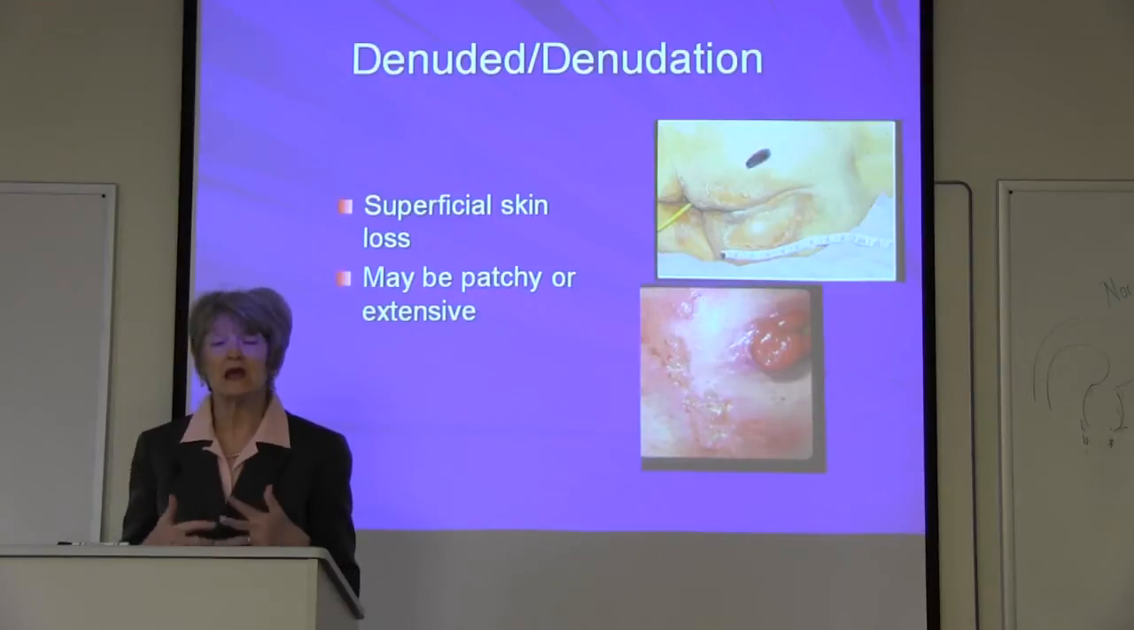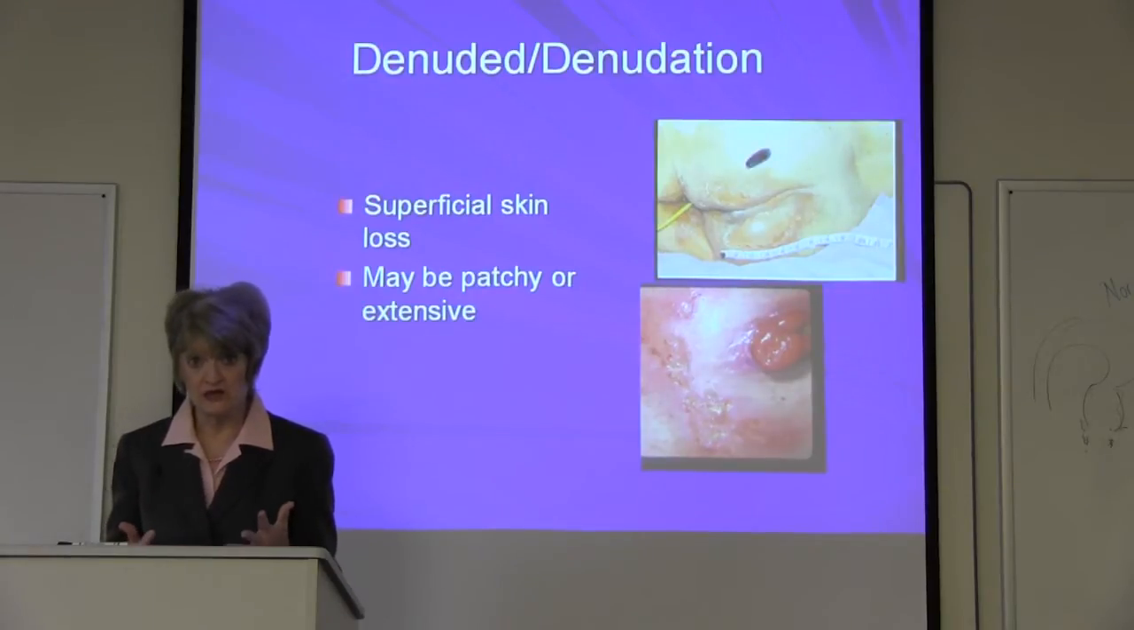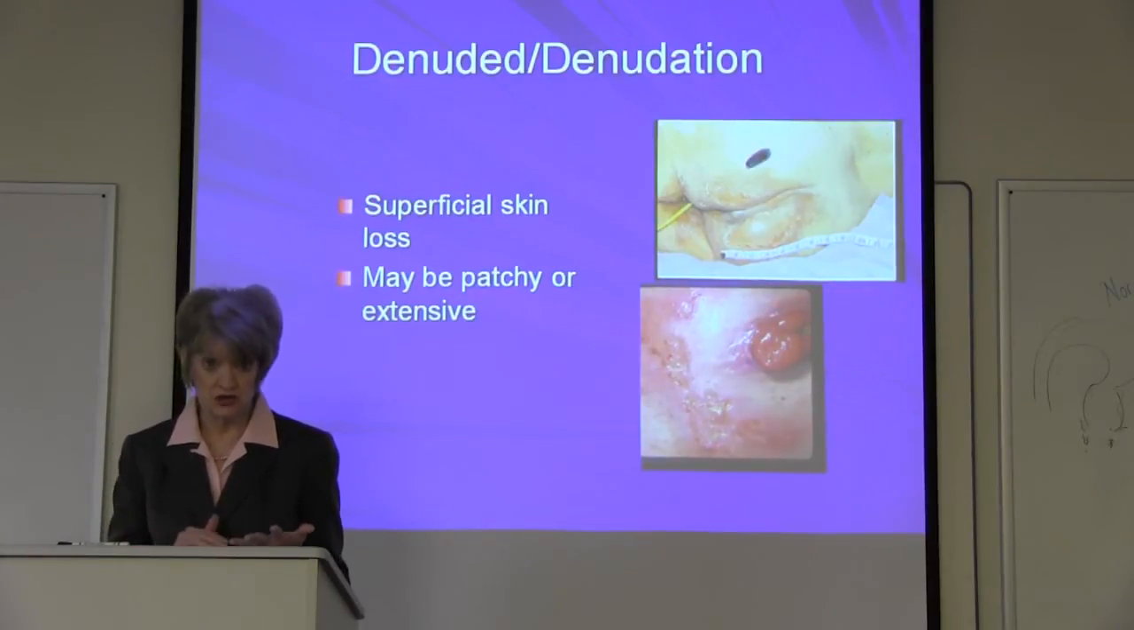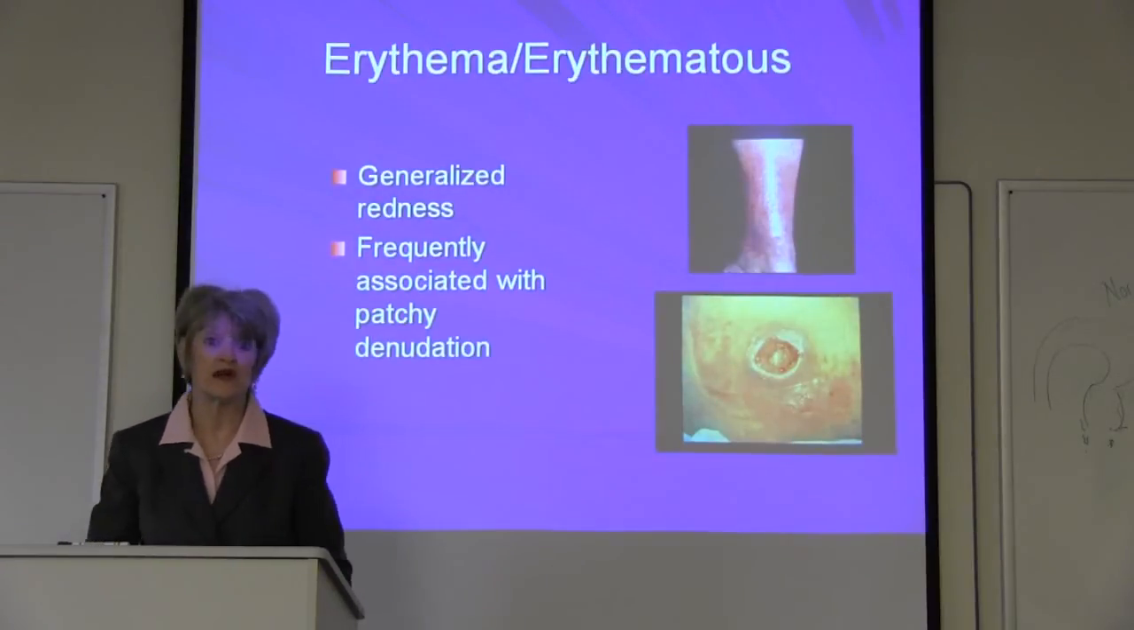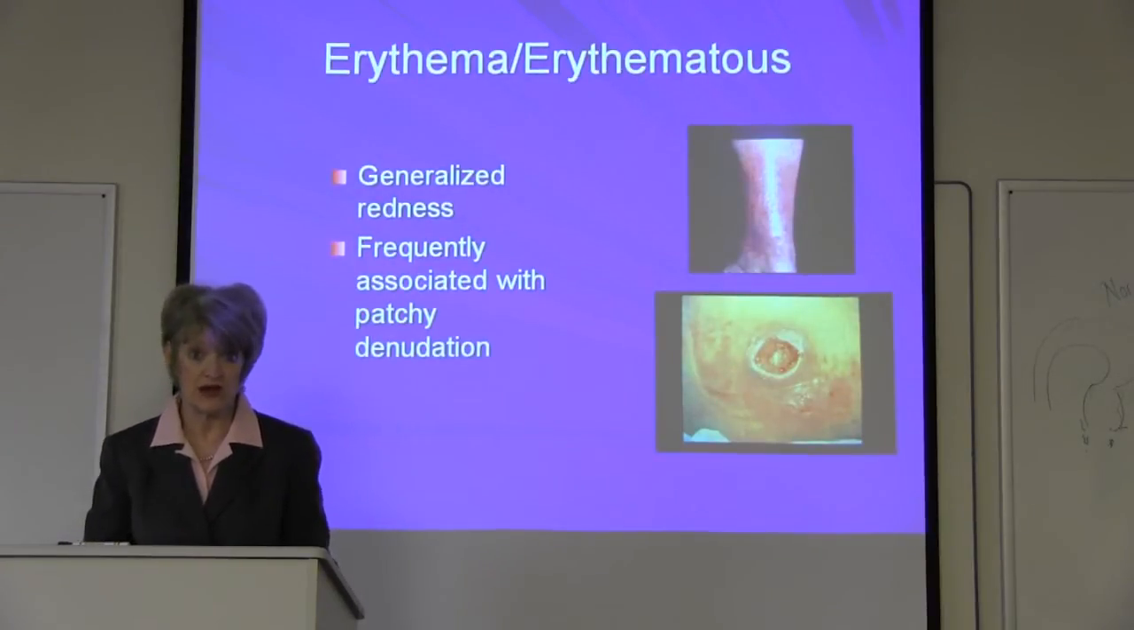So you want to think, if you're trying to convey superficial skin loss, denuded is the adjective, denudation is the noun. And then, of course, erythema and erythematous you're already very familiar with and just means red. So if you're really short of time, you can say that the patient has an area of redness or that the area is red. If you have a little bit more time and you want to sound a little more official, you say that the area is erythematous.